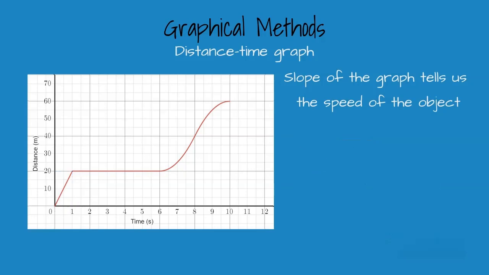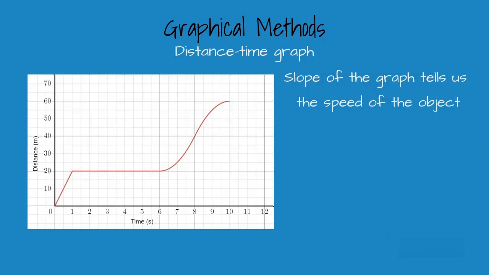Meanwhile, the flat line as in this second section tells us that the object traveled 0 meters in 5 seconds. So, it is stationary, or the speed of the object is 0 meters per second. Next, if the graph gets steeper, the slope or the speed must be increasing, and so this part shows acceleration. While a decreasing slope as in this part shows decreasing speed or deceleration.